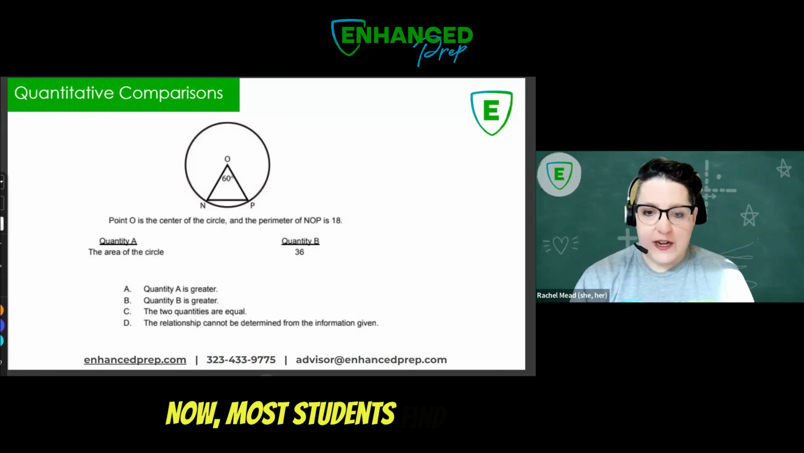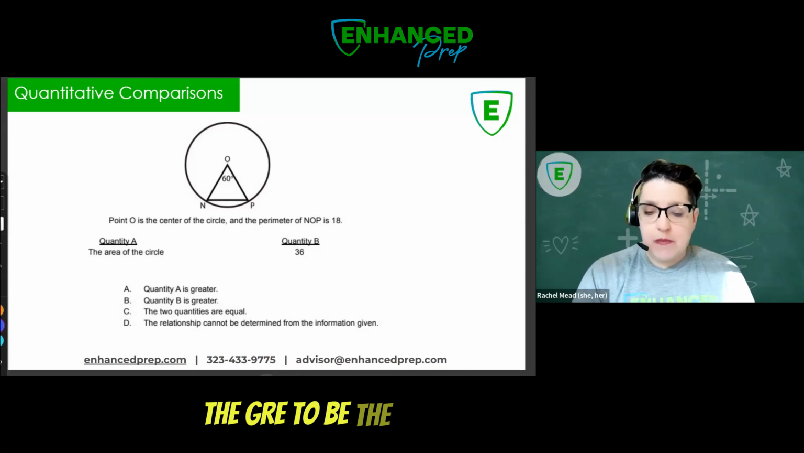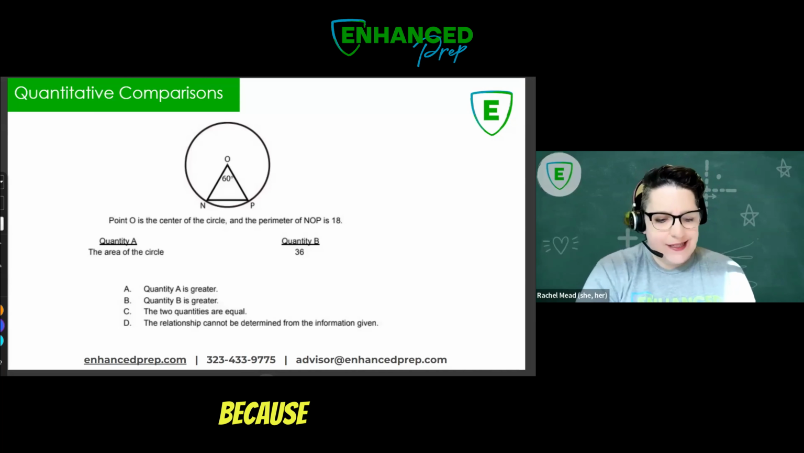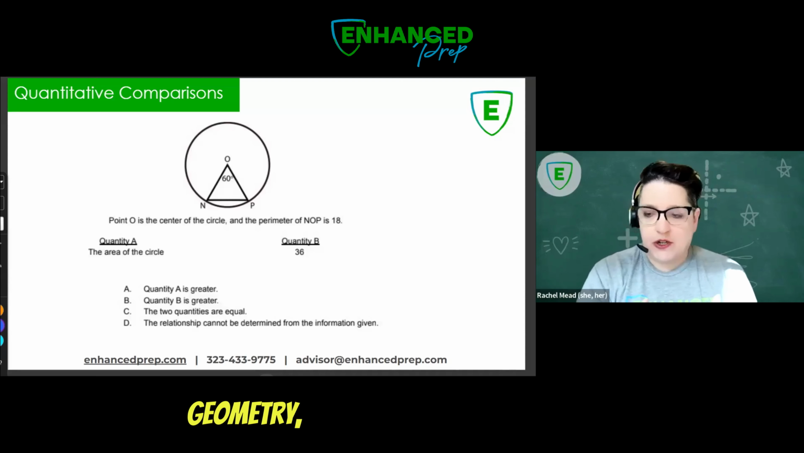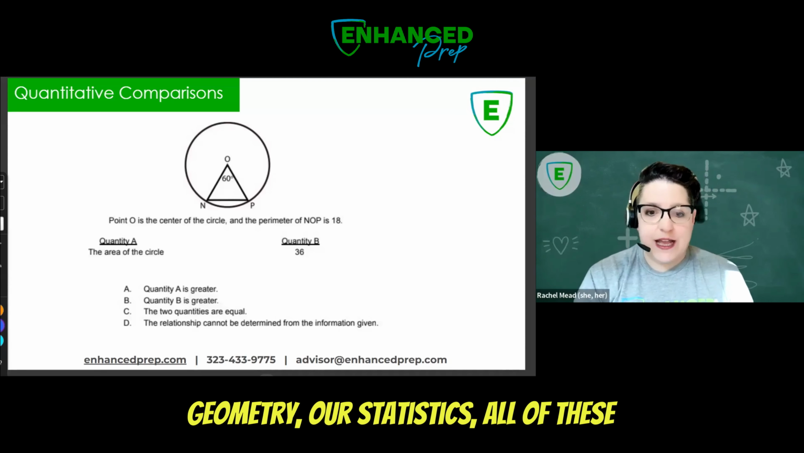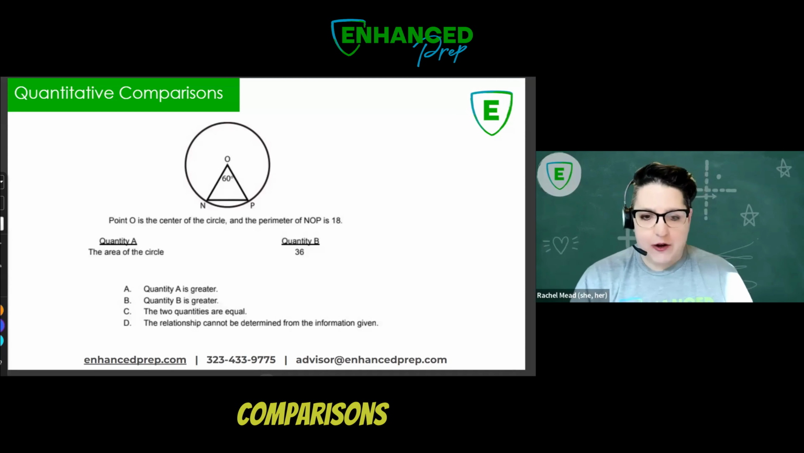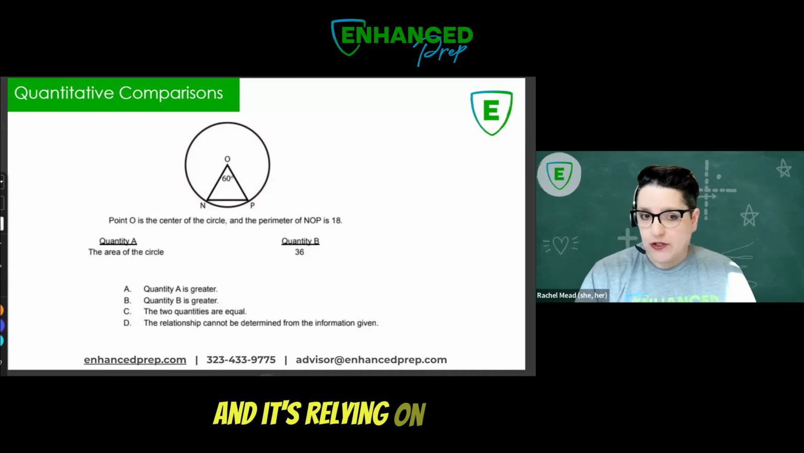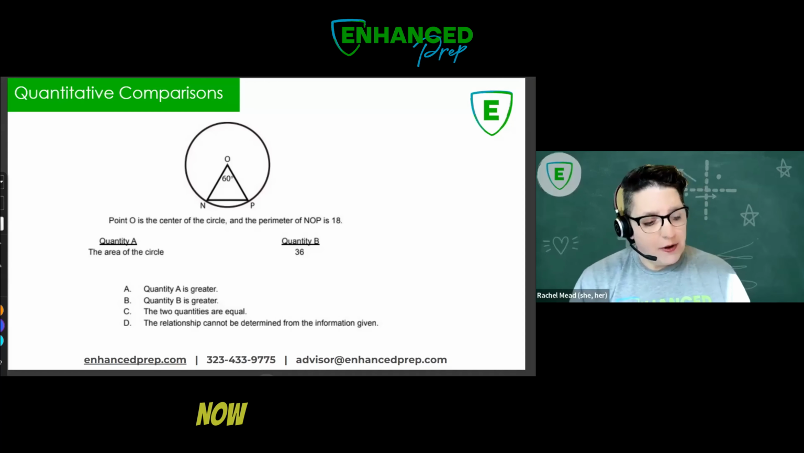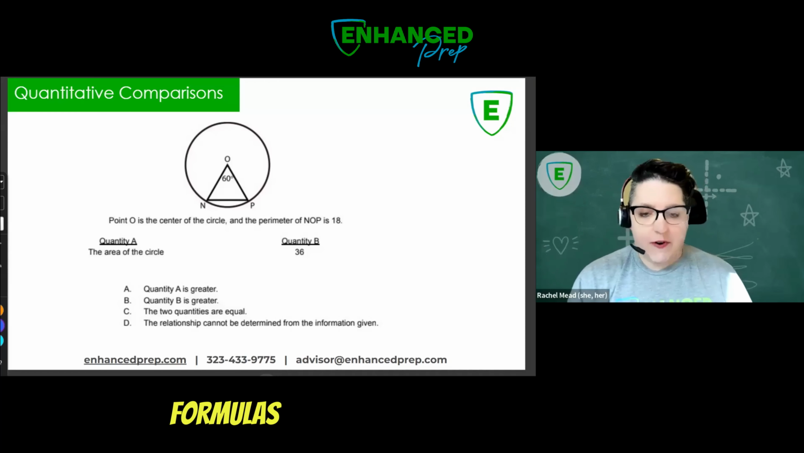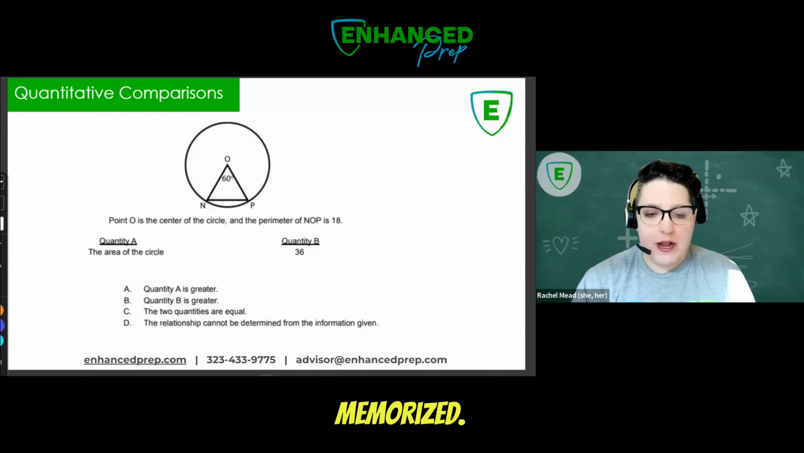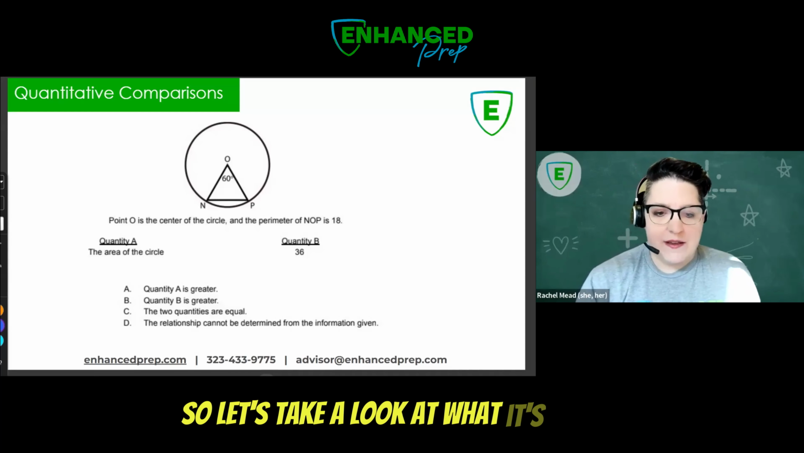Now, most students find quant comps on the GRE to be the most challenging quantitative type of question because it includes our algebra, our geometry, our statistics, all of these things, in addition to having the comparisons come into play. So with this question, it's relying on our geometry formulas. Now remember, you're not given any formulas for reference on this exam, so all of this information has to be memorized. So let's take a look at what it's giving us here.